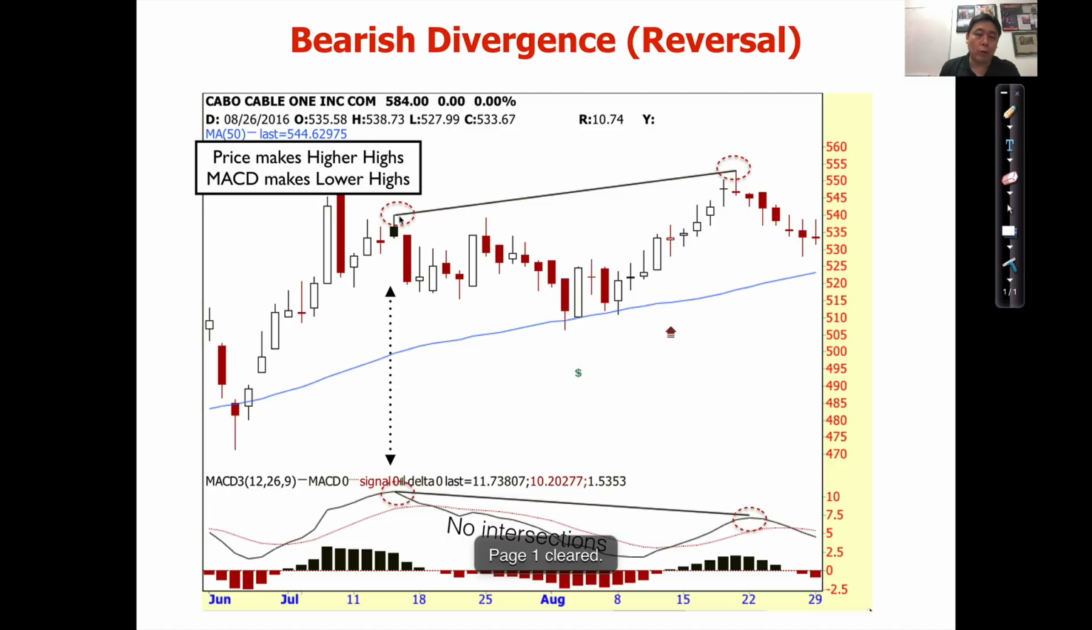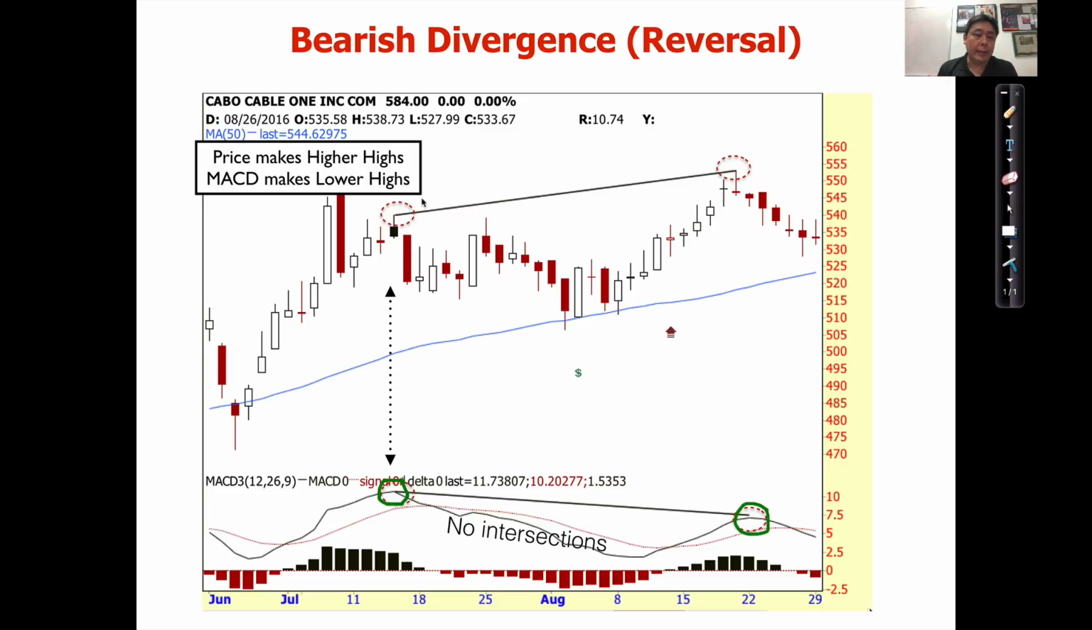So I happen to connect this swing high to this swing high. Why did I do that? Because vertically down, you can see that this corresponds to this swing high over here on the MACD, and this corresponds to this swing high over here on the MACD. Right, and they are both not intersecting anything. So those were the two ideal swing high points to connect.